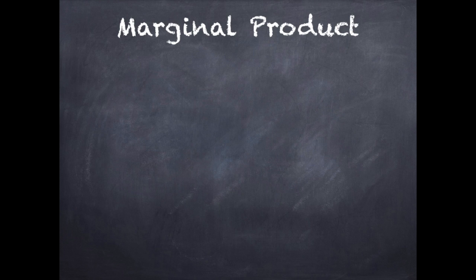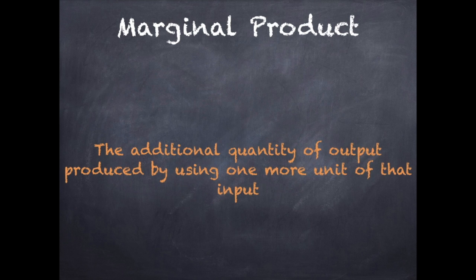Now, the marginal product. The marginal product is the additional quantity of output produced by using one more unit of that input. Right there you have it. That's the definition. Feel free to write it down.